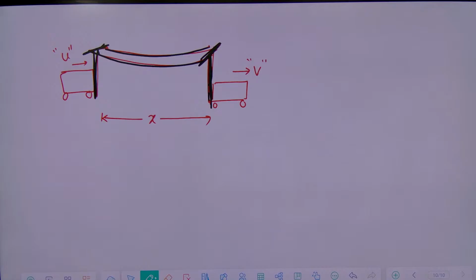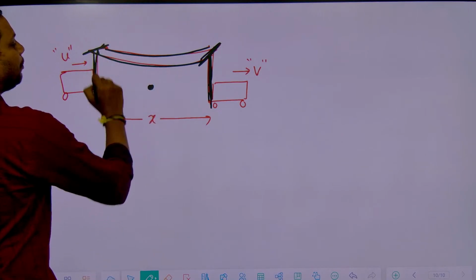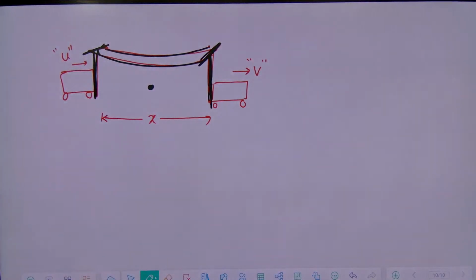What is the velocity at the midpoint of the poles?